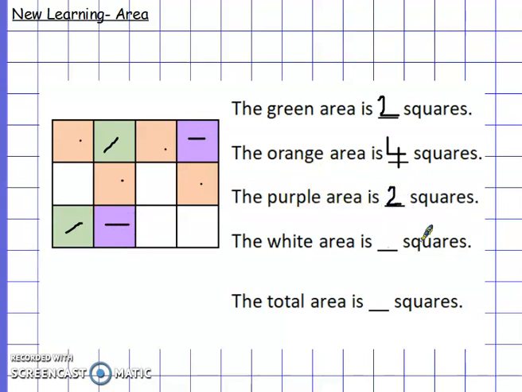What's the area of the white squares? Let's have a look. 1, 2, 3, 4. The area is 4. So how many squares is that altogether? Well, 4 add 4 is 8. Add 2 is 10. And another 2 is 12. So the total area is 12 squares. Well done. Give yourself a tick if you got that right in your book.